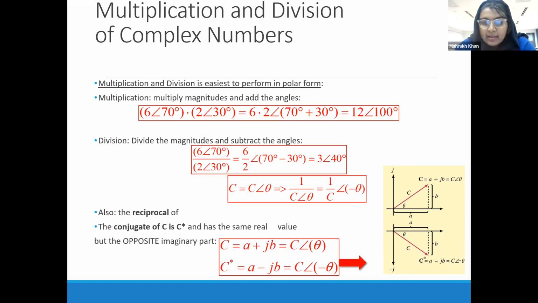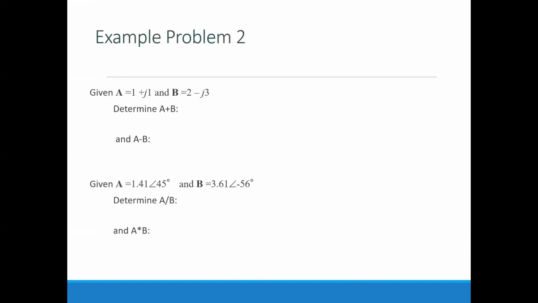That's why, because it lies in the fourth quadrant where your x-axis is plus and your y-axis is minus, it's shown in the fourth quadrant. That is the conjugate of the complex number. Okay? Yeah. Sounds good. Okay.